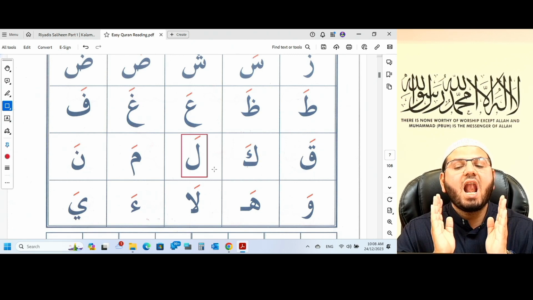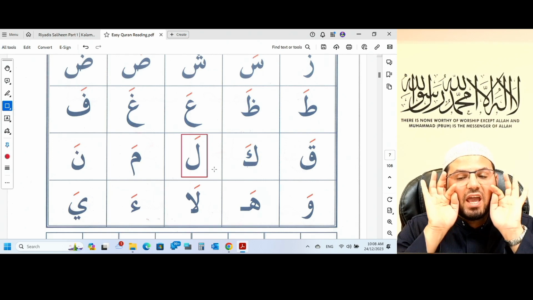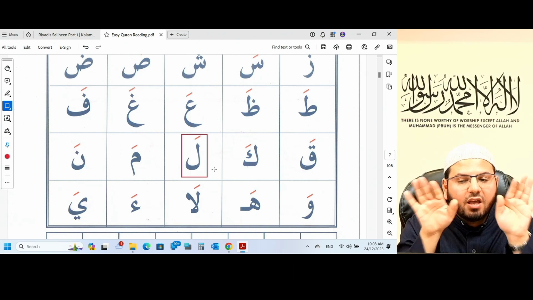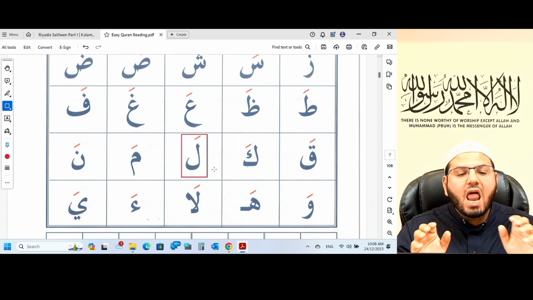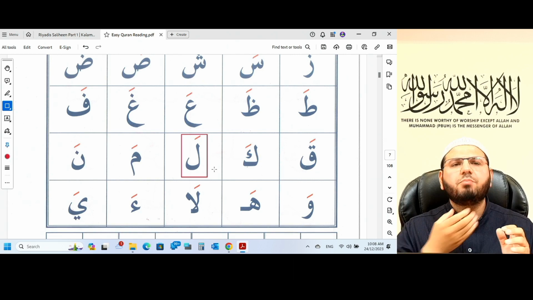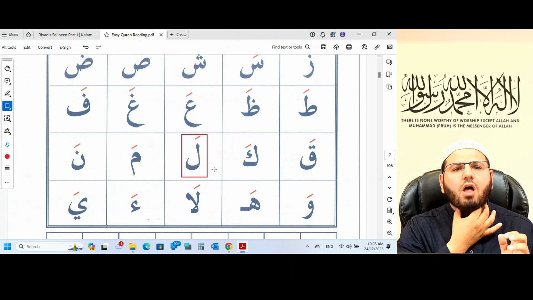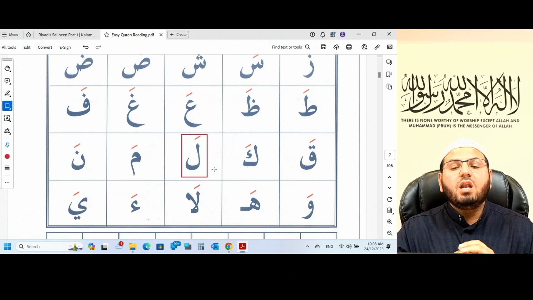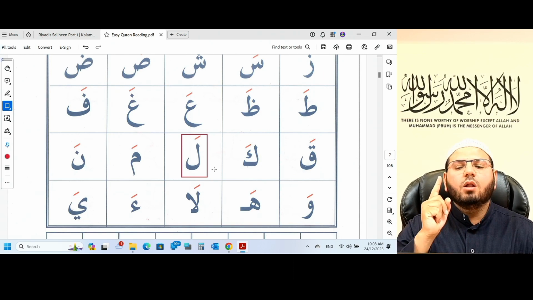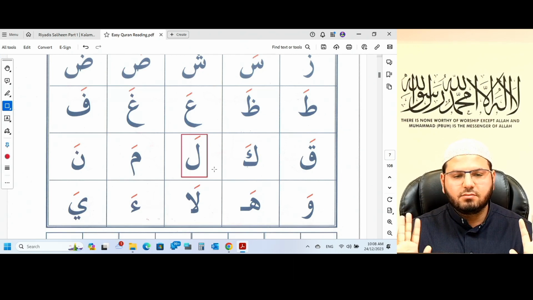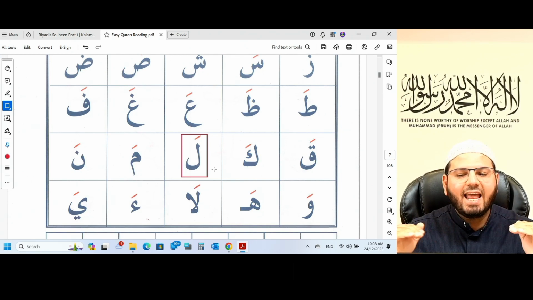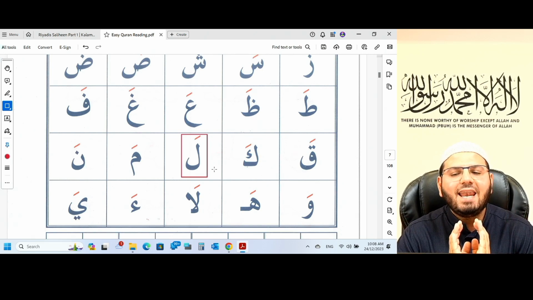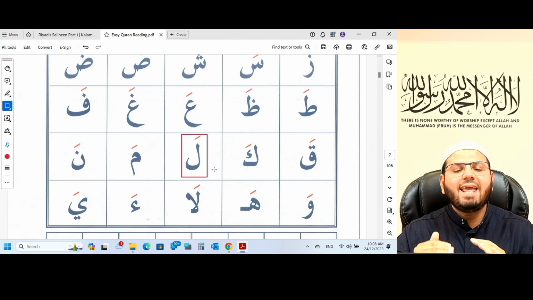La, la. The air goes from different directions, from the two sides. But it is not the heavy la. Some people close here and say the heavy la. The heavy la will never come except in Allah. That's it. Light la is always la. Some people say alhamdu, but it is al, al, la, li, lu.